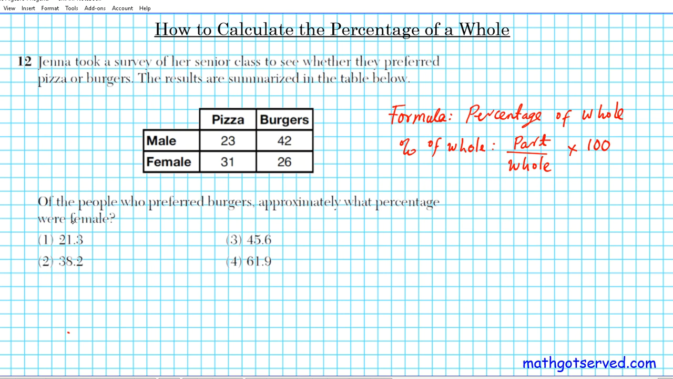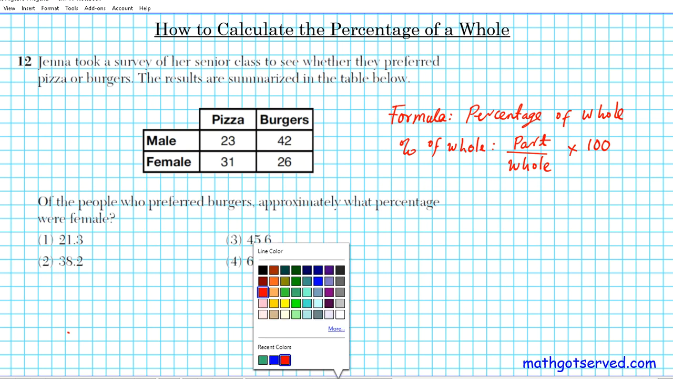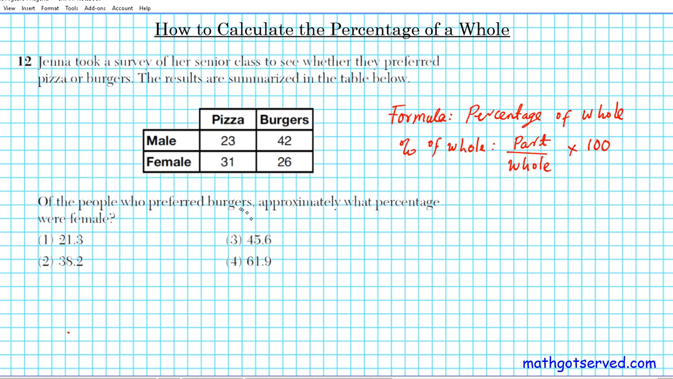So what's the situation here? What's the whole and what's the part? Let's go ahead and identify what those components are so we can solve the problem. We're looking for the percentage of females who preferred burgers. So which one is the part and which one is the whole? If you look at burgers as a whole, those who preferred burgers are composed of two genders. It's either male or female. So the whole is basically the total number of people that preferred burgers.